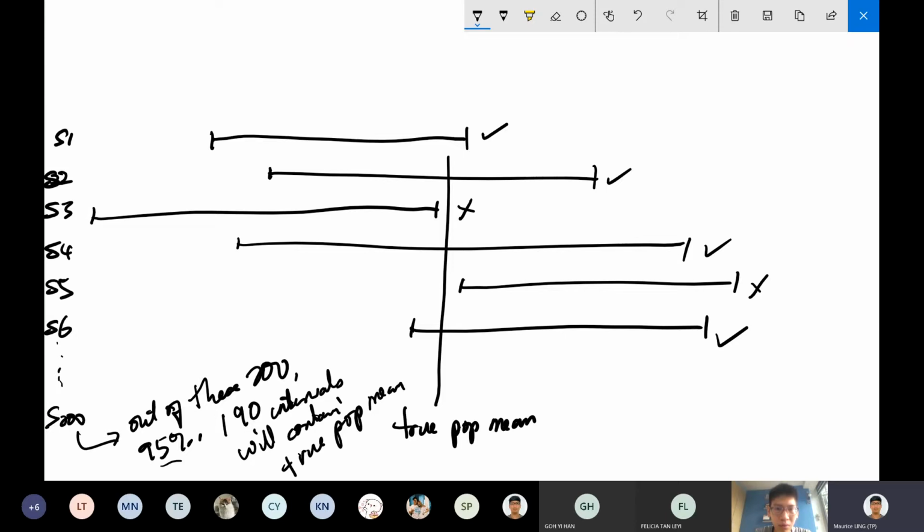So this is what we call a more frequentist point of view. Any issue with this concept? Anyone?